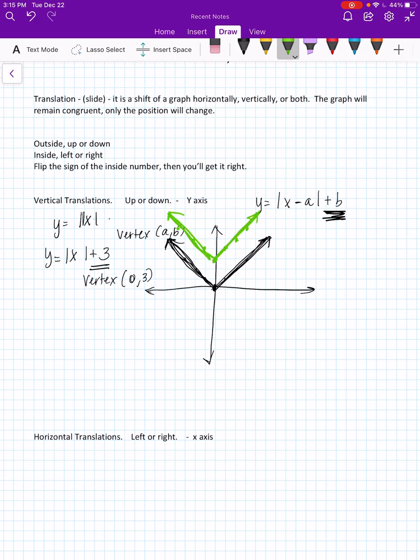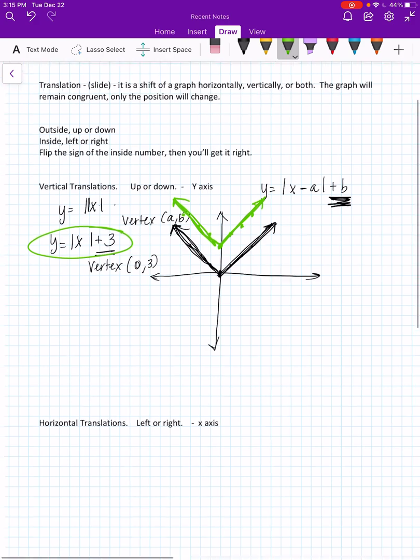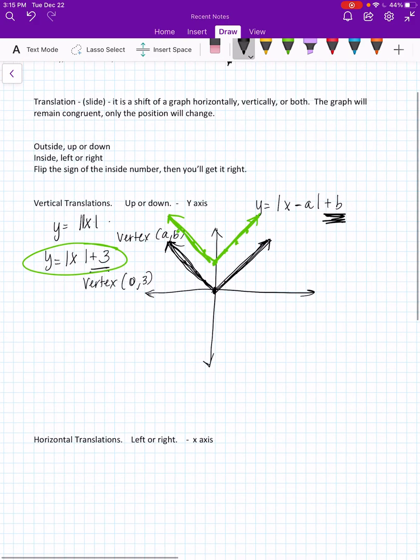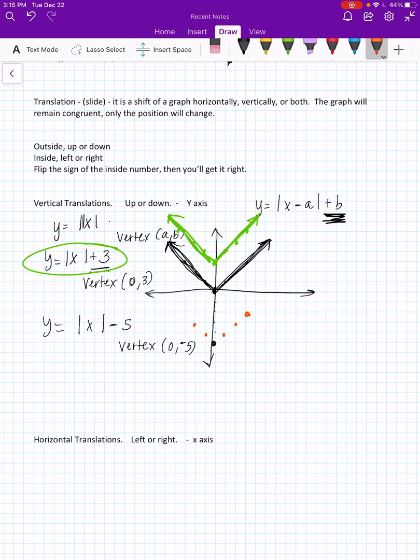Like so. Okay, so that's this one in green. Now, let's do another one. So y equals absolute value of x and then minus 5 on the outside. So if I were going to do my vertex here, my vertex would be 0 and negative 5. So 1, 2, 3, 4, 5, negative 5. Let's put this one in orange, and then my slope would be up 1 over 1, up 1, back 1, up 1, back 1, and it'd be here.